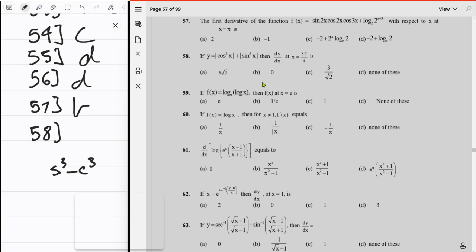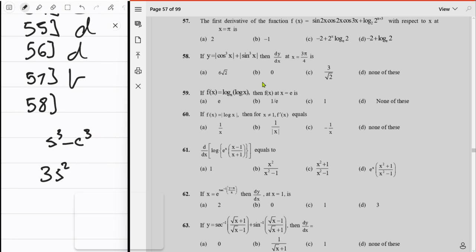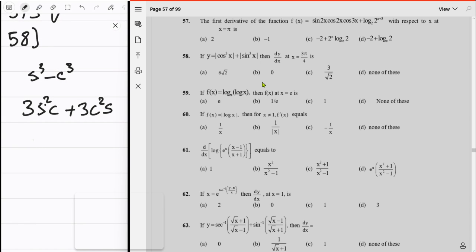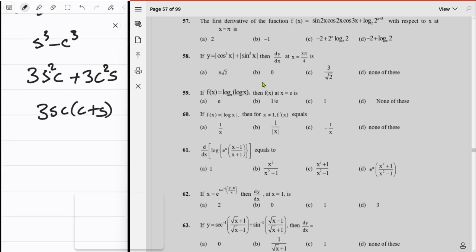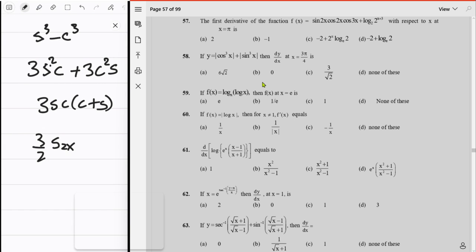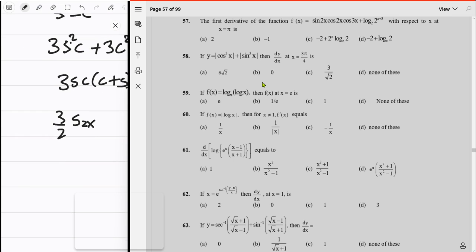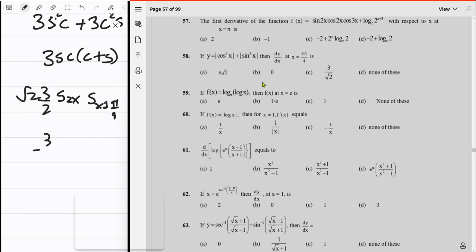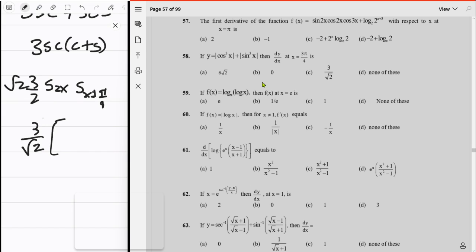You want the derivative of this guy. Just 3 sine squared times cosine, positive 3 cosine squared times sine, which is just 3 sine cosine times cosine plus sine. So you want the derivative of this at x equal to 3 pi upon 4. First of all, just write it like 3 upon 2 sine of 2x, and this can be done in different ways, like square root of 2 sine of x plus pi upon 4. So this just becomes 3 upon square root of 2. Now sine of 2x at x equal to 3 pi upon 4 is sine of 3 pi upon 2 basically.